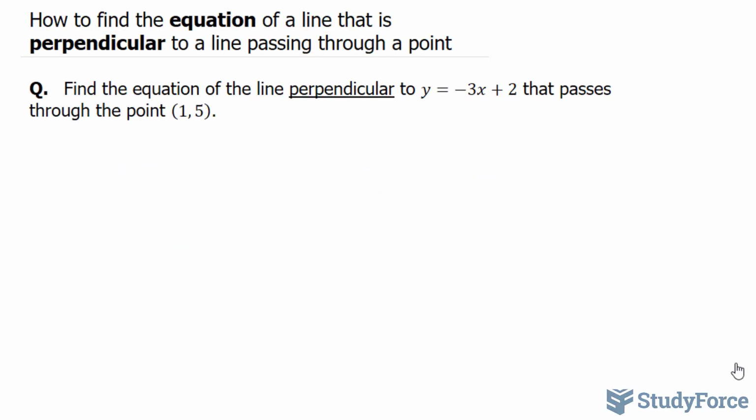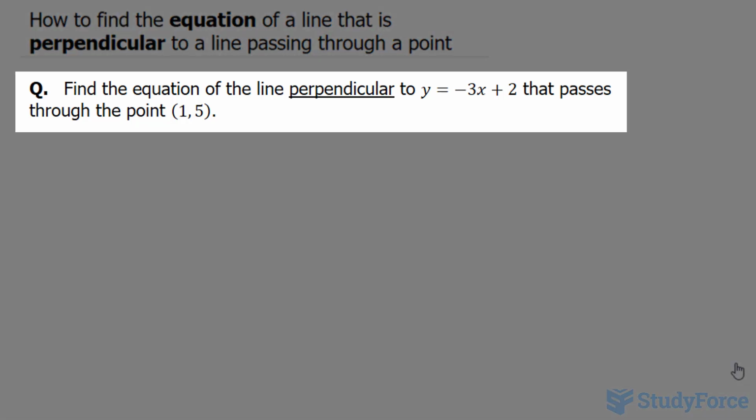In this video, I'll show you how to find the equation of a line that is perpendicular to a line passing through a point. The question reads, find the equation of the line perpendicular to y is equal to negative 3x plus 2 that passes through the point 1 and 5.